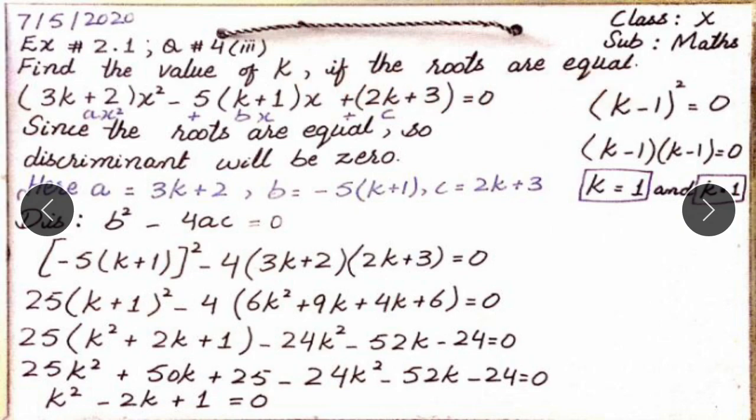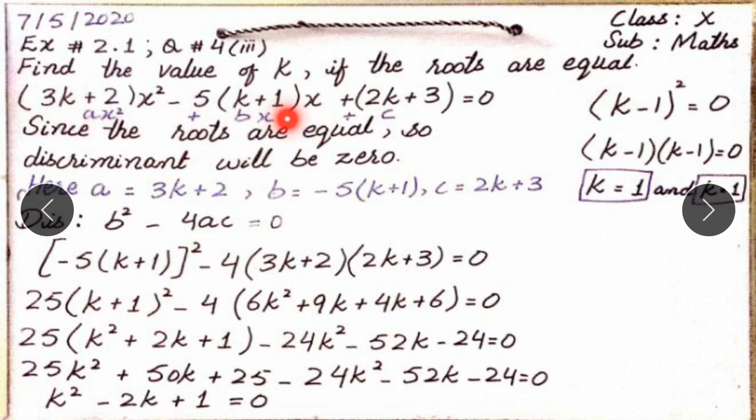When the roots are equal, the discriminant is what? 0. So it is written here, since the roots are equal, the discriminant will be 0. This statement must be written, because if it is not 0, then how can you go with the shifting, and then how can you find the value of k? So there must be 0. Therefore this condition is given here, so that you can put the discriminant equal to 0. The standard form of the quadratic equation is here. The value of a is 3k plus 2, the coefficient of x square.